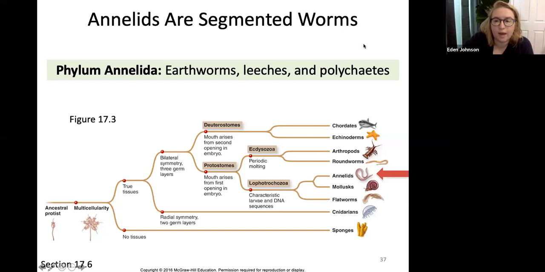Okay, so you have earthworms, leeches, and polychaetes. We're going to talk about what the heck that means, but if you trace back annelids, you can see, again, we didn't really talk about this. They are protostomes, form the mouth first, bilaterally symmetrical, 3 germ layers, ectoderm, mesoderm, endoderm, true tissues, multicellular.